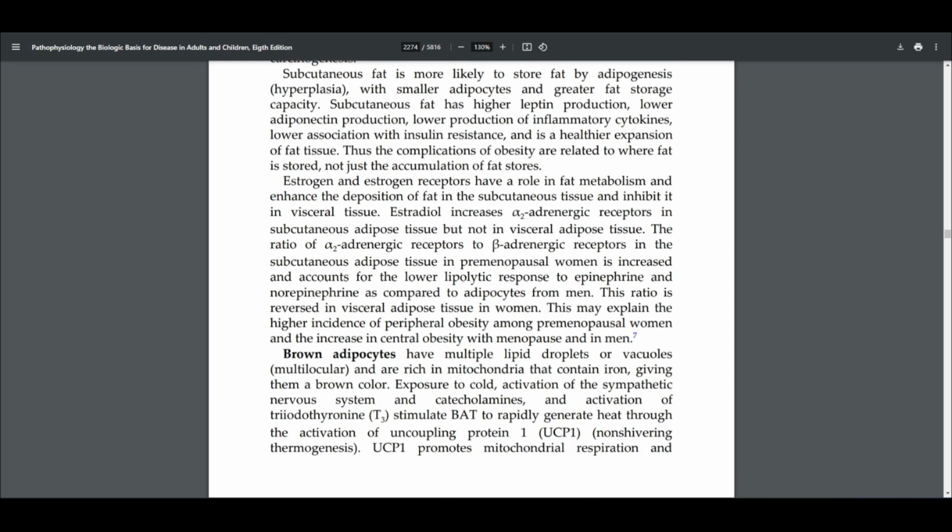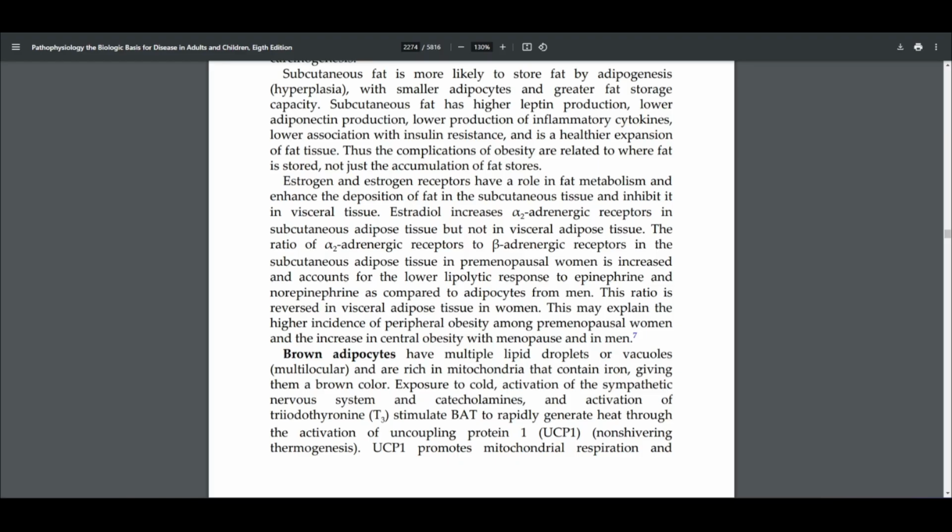Your subcutaneous fat is more likely to store fat by adipogenesis, your hyperplasia, with smaller adipocytes and greater fat storage capacity. Subcutaneous fat has higher leptin production, lower adiponectin production, lower production of inflammatory cytokines, lower association with insulin resistance, and is a healthier expansion of fat tissue.